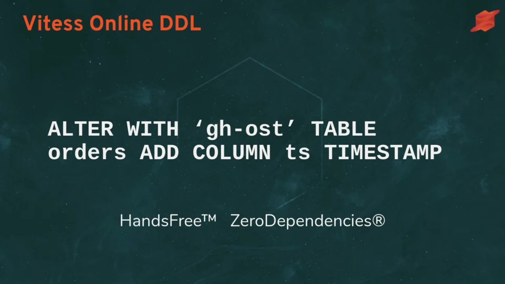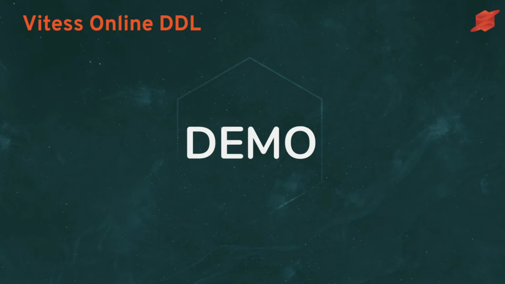And we're going to drill down into what it really means to have zero dependencies. So you can run migrations with gh-ost. You can run migrations with PT online schema change. Both are fully supported by Vitess. Let's do a quick demo to illustrate.